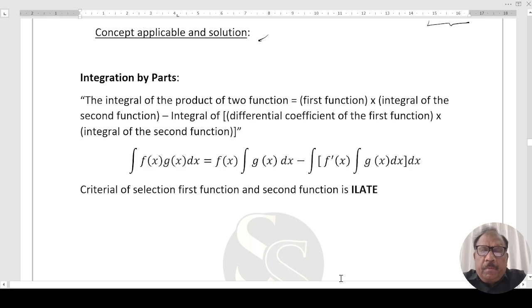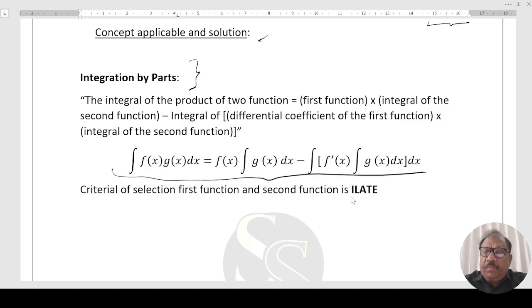Integration by parts. Integration by parts is applicable when there are two functions generally, or one function and an integration that is not known, then one is to be taken as the other function. Integration by parts: product of two functions, first function into integration of second function minus integration of differentiation of first function into integration of second function, whole integration. That is the formula.